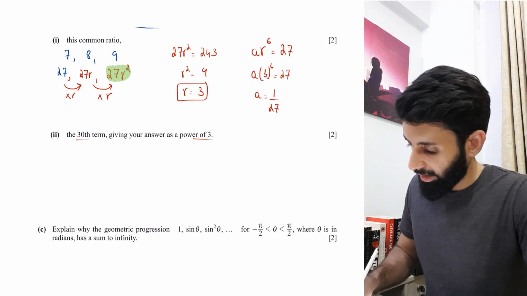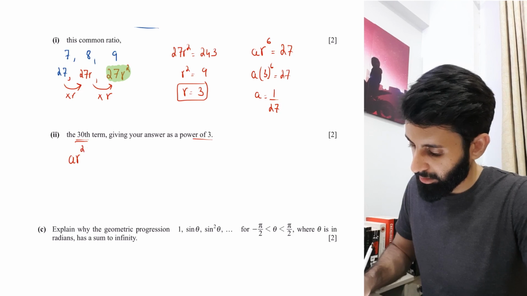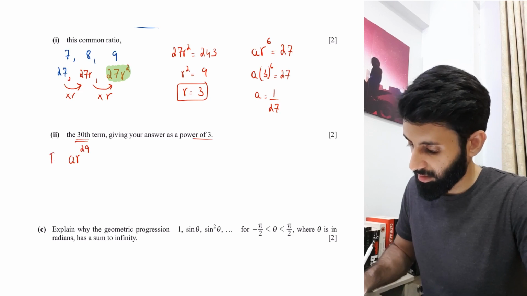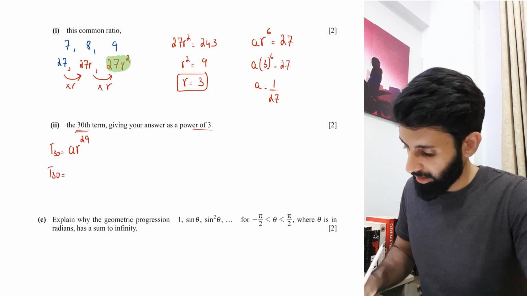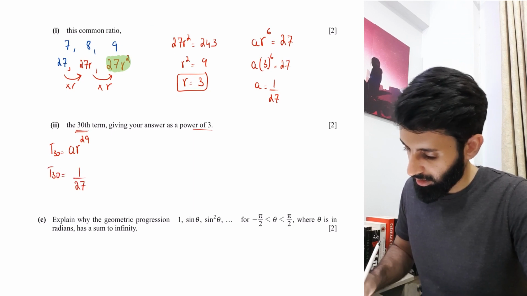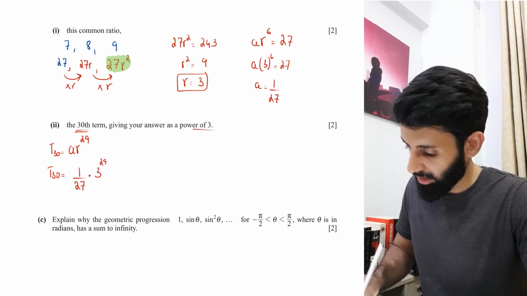Then it says find the 30th term. Now in order to find the 30th term, we're basically looking for a r raised to the power 30 minus 1, that means 29. Now, we don't just have to find the 30th term, we also have to do it as a power of 3. Now, let's see if you can see where this is going. So our r is 3. That means we're going to raise 3 to the power of 29.